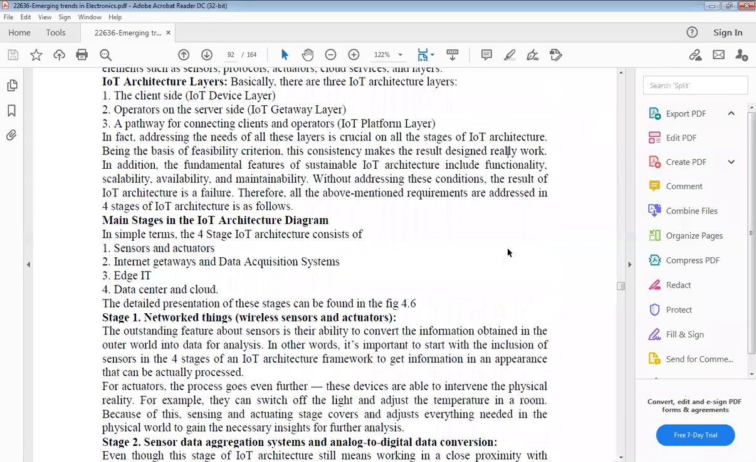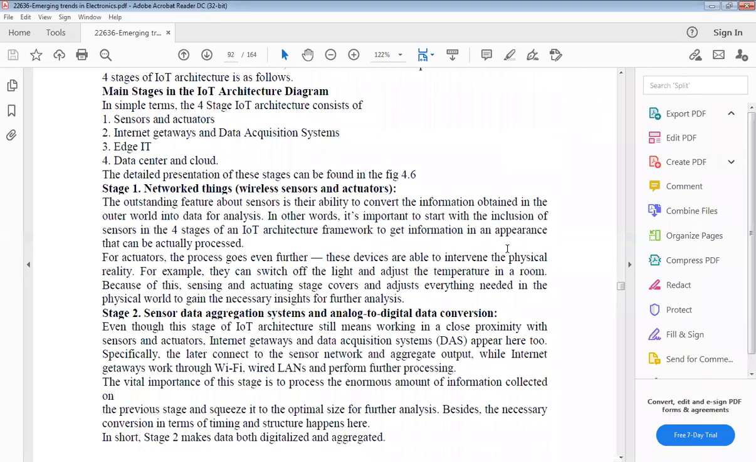Stage 1, that is wireless sensors and actuators. The outstanding feature of a sensor is its ability to convert information obtained from the outer world into data for analysis. In other words, it's important to start with the inclusion of sensors in the 4 stages of the IoT architecture framework to get information in a form that can actually be processed.